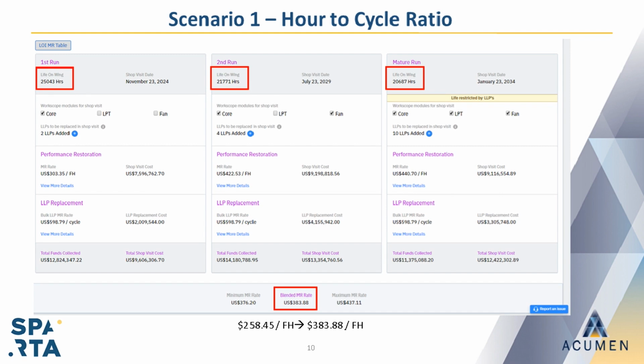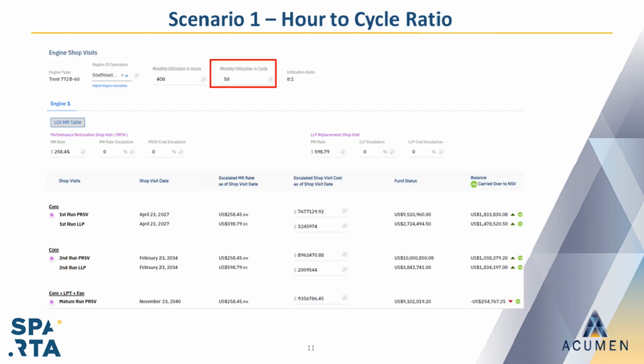Note also that the removals are earlier due to the lower number of hours. So we now have shop visits in 2024, 2029 and 2034 versus 2027, 2034 and 2040 at 8:1. So you'd be increasing the number of shop visits over the lease term.